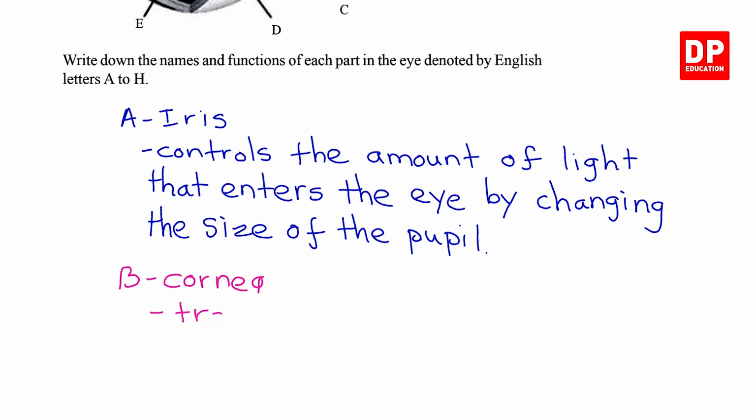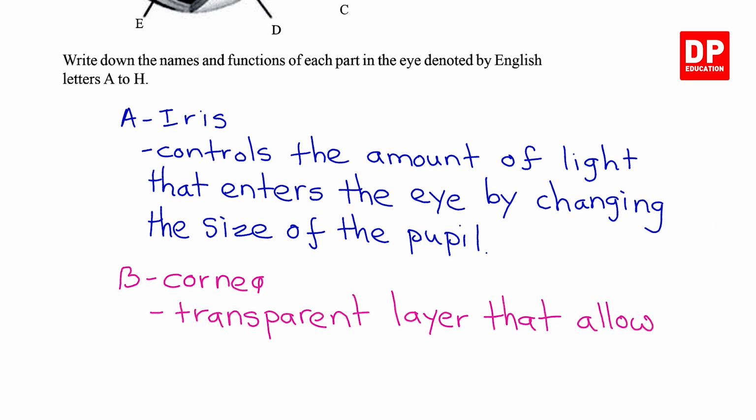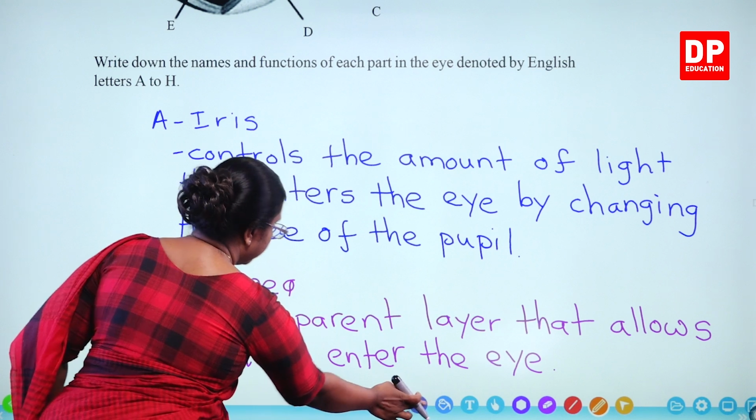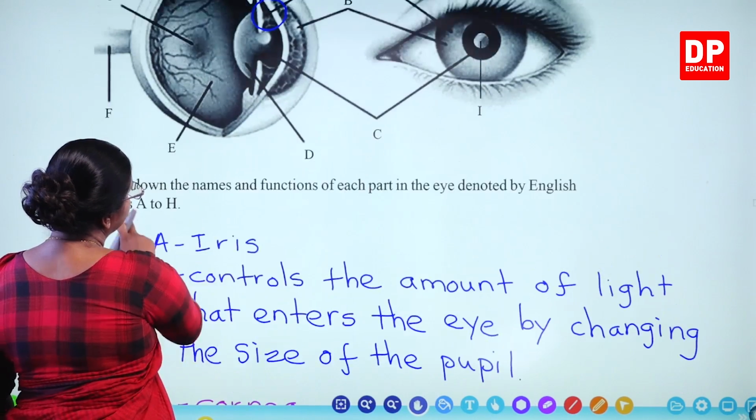That is the transparent layer that allows light to enter the eye.